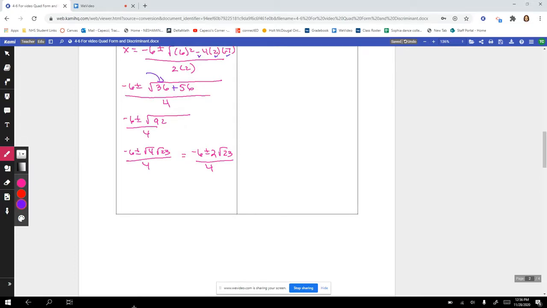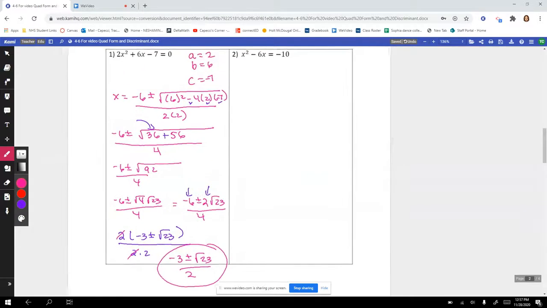So I can factor out a 2. And I like to do this at first instead of trying to do it in your head, just so that way you're not forgetting. 2 times negative 3 gives me negative 6. I'm going to factor out the 2 there. And then my bottom is really 2 times 2, which is 4. Okay, so I can simplify my 2's. So my final answer is negative 3 plus or minus the square root of 23 all over 2. Okay, that's actually where it would, if you were to graph it, that's where it's going to touch the x-axis.